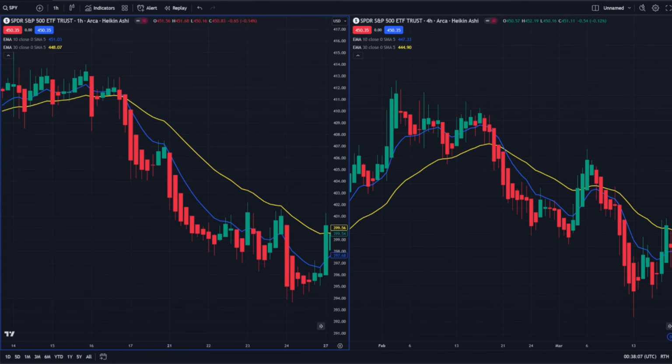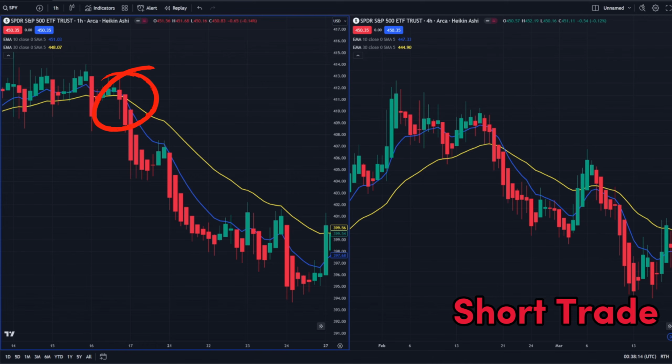A short trade works similarly to the long trade, but the opposite. We look for the short-term EMA to cross below the long-term EMA. Then we check if the price is following a downward trend in the higher time frame by checking if the price is below both the EMA lines and the Heikin Ashi candle bars are forming a strong downtrend. This is our entry point for a short trade.